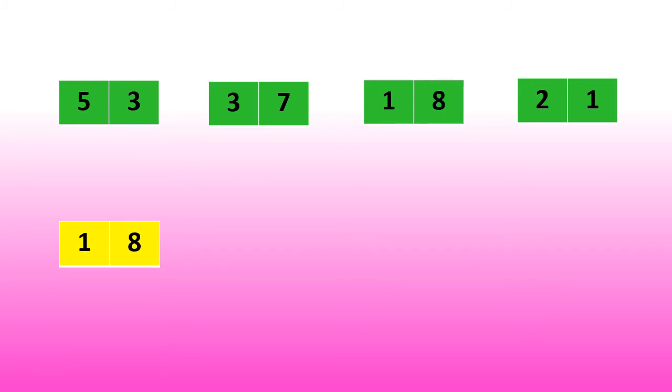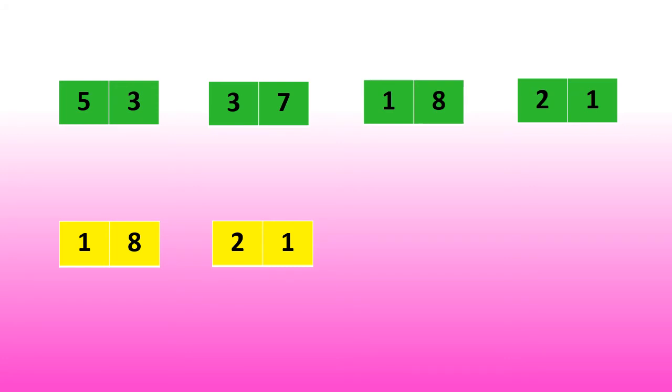Now, we are left with 3 numbers, 53, 37 and 21. So now, which is the smallest amongst these? Yes, the number 21 with 2 tens is the smallest. Hence, it will come next.